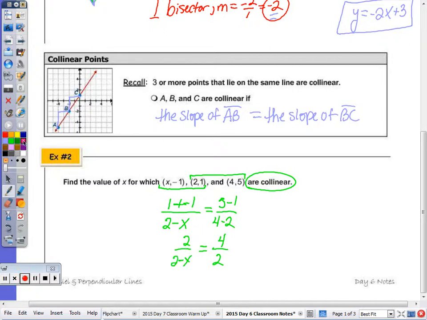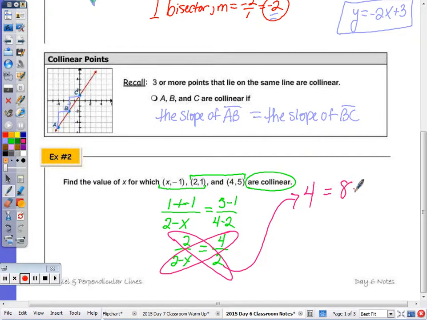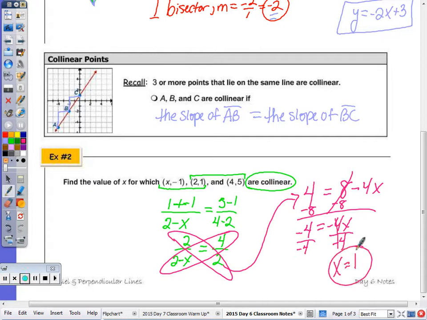We solve a proportion using the cross multiplication or cross product. So 2 times 2, I'm going to move that up here, which is 4, equals 4 times 2 minus x. So 4 times 2 is 8, 4 times negative x is negative 4x. Solve for x by subtracting 8, dividing by negative 4, x equals 1.